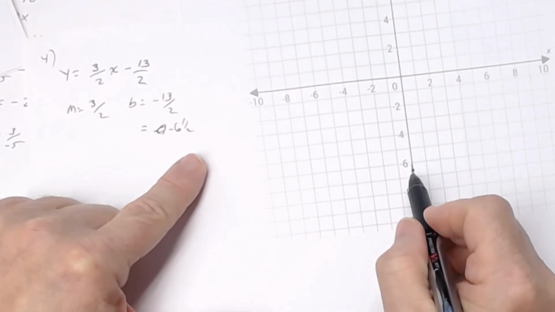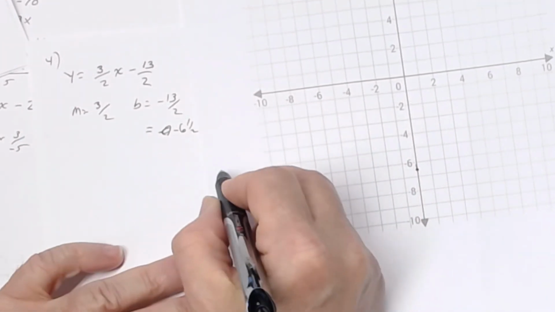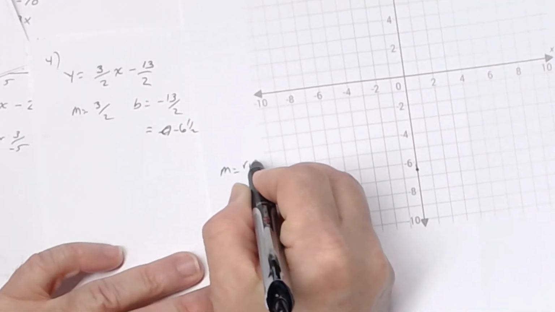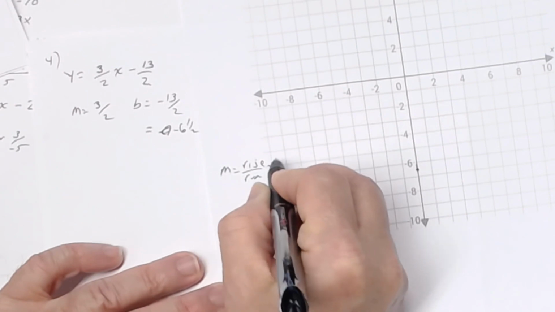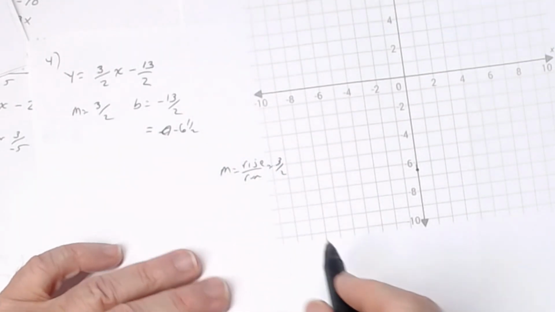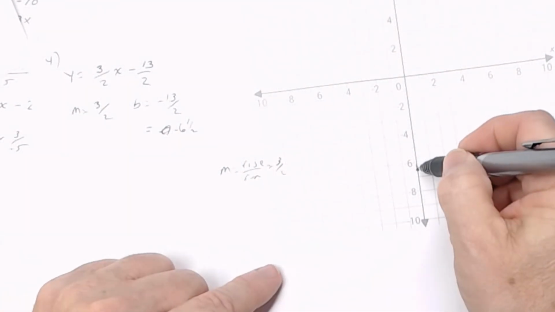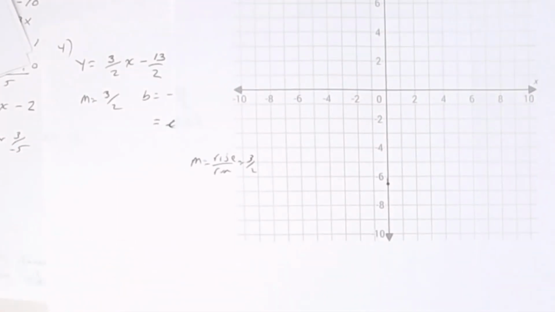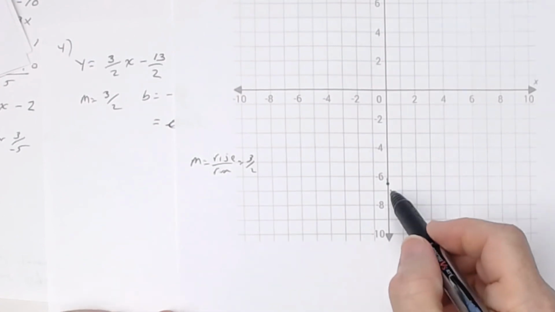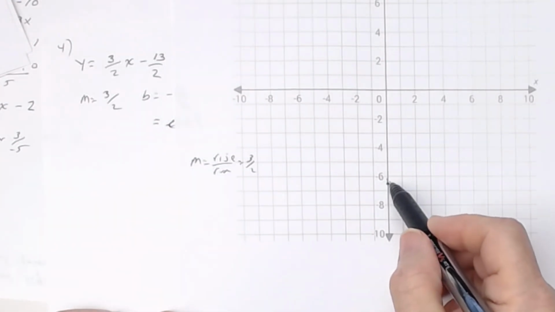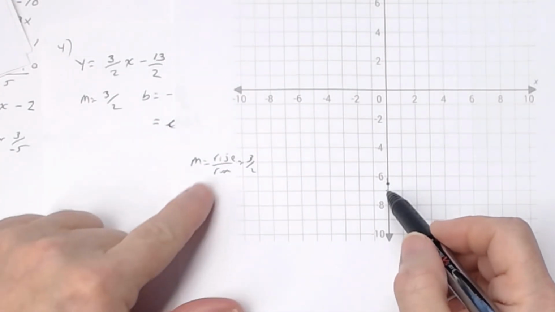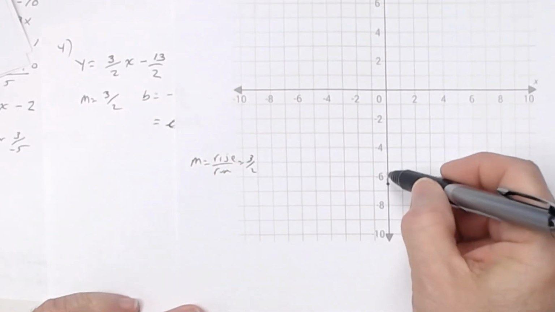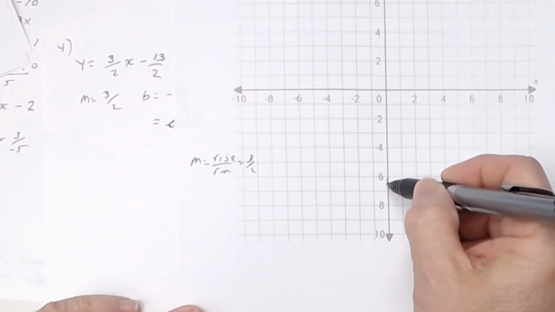And then from here, I'm going to go rise over run. Remember, rise over run. So I'm going to go up 3 and then to the right 2. Now, you see how difficult this is going to be, especially if this was not in the middle, this was somewhere else. It would be a little bit more difficult to use rise over run. But since it's a half, it's not that bad.